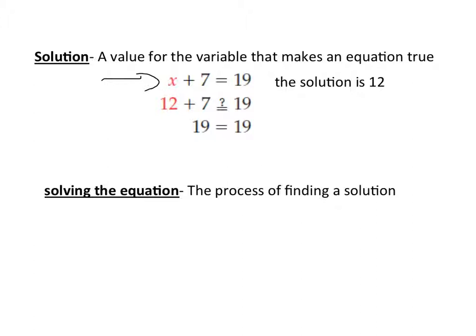We use some mental math. We say to ourselves, what number plus 7 equals 19? Mental math. We use 12. We check. 12 plus 7 is 19. And that is how we solve. Solving the equation, the process of finding a solution. And that's exactly what we did here in x plus 7 is equal to 19.